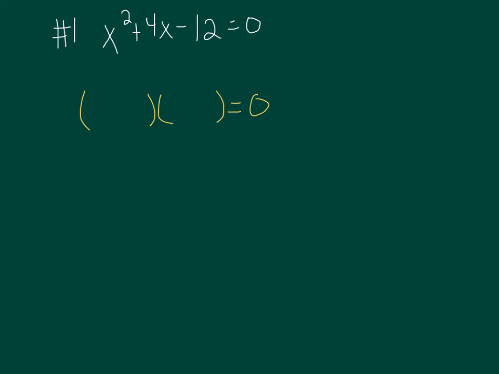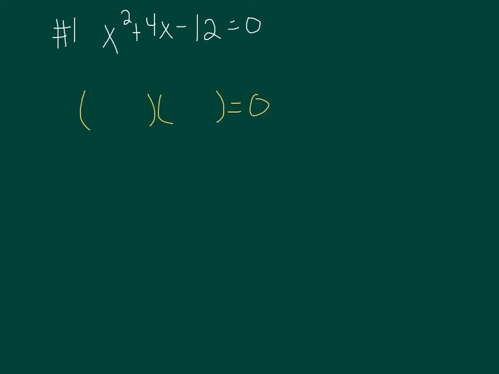Okay, let's do a few examples. Here's example number 1. Solve it by factoring. x squared plus 4x minus 12 equals 0. Go through your checklist. Is it set to 0? Yes. Is there a GCF? No, so we can't take that shortcut. We're going to do reverse FOIL. Set up your factors just like so and unfoil this quadratic equation.